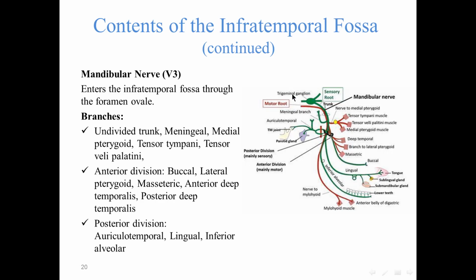Another content of the infratemporal fossa is the mandibular nerve. The trigeminal nerve is the fifth cranial nerve. This nerve has three branches. One of the branches of the trigeminal nerve is the mandibular nerve. The mandibular nerve is a mixed nerve. It has motor fibers and also sensory fibers.